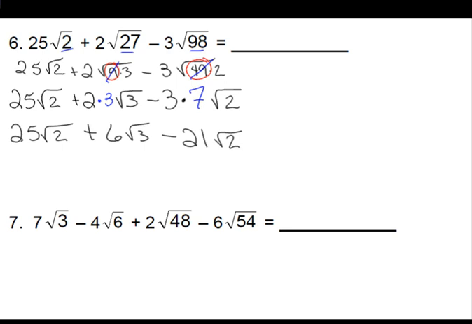Hey, look. This one and this one are the same. So I have 25 take away 21, which gives me 4 square root of 2. And then I have a plus that piece right there. So plus 6 times the square root of 3.